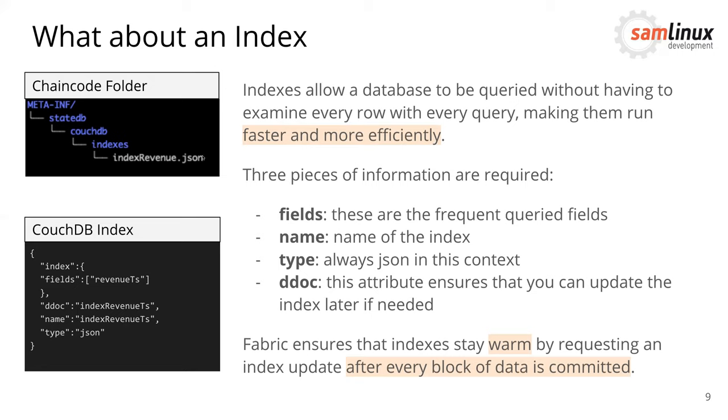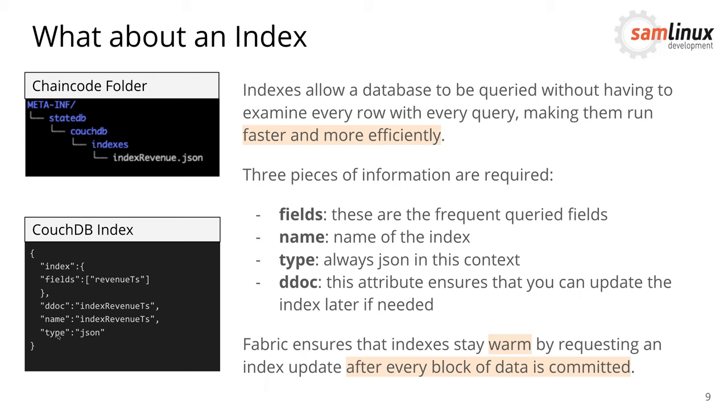When we create a chain code and install it, we have provided an index in the chain code folder. The index is nothing more than a JSON file, and this here is the JSON file. Here we can define the index fields. What we want to index and query is the revenue timestamp. We can have multiple fields which are going to be indexed, and then we have to give the index a name. The index revenue timestamp name is the name of the index.